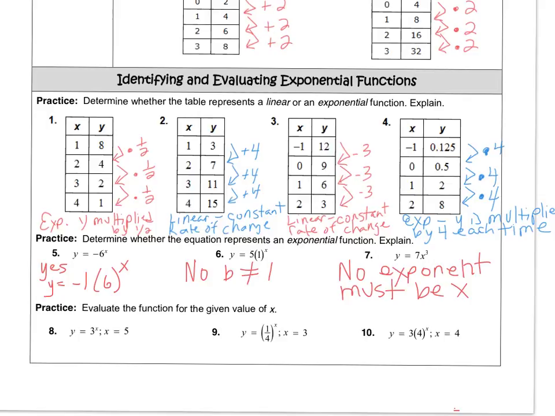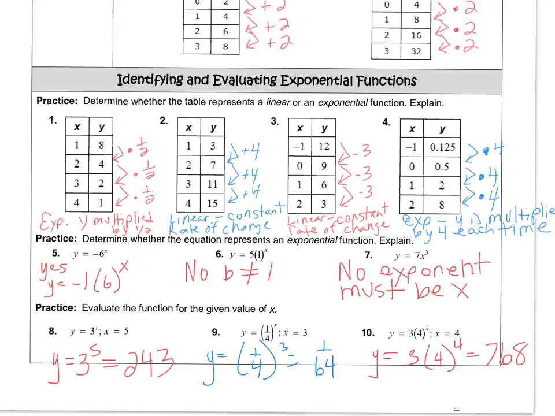Okay, on the last 3 on the first page, we are evaluating the given value of x. So what I want you to do is to evaluate it when they tell you that x equals 5. So you're going to put it into your calculator, 3 raised to the power of 5. So all 3 of these, I want you to evaluate them to get the answer and then check back for the explanation. Okay, and these were all very straightforward as long as you put them correctly into your calculator.